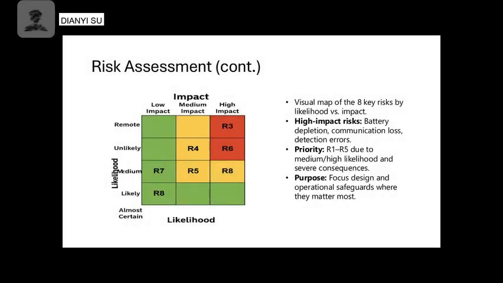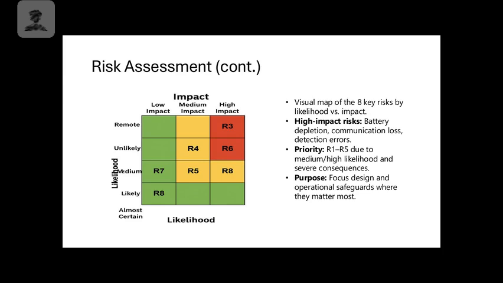And here's the risk assessment. We come up with a risk heat map. The horizontal axis is the likelihood, and the vertical axis is the impact. When we plot everything, risks like battery depletion, loss of communications, and detection errors all end up in the red zone in the high upper right.